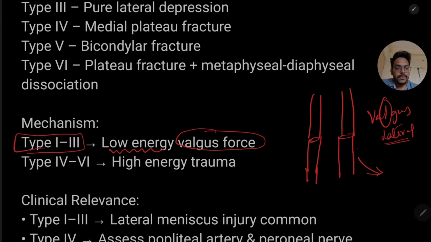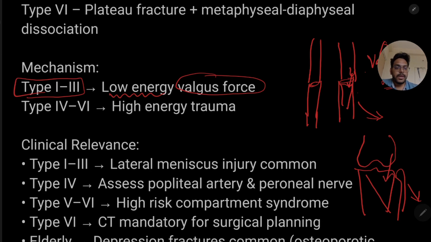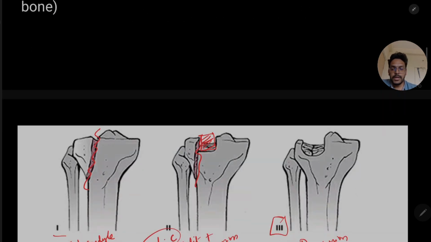If the valgus force is applied, the lateral condyle of the femur will press over the lateral condyle of the tibia. I'll draw it separately. This is the femur, this is the tibia, and here is the fibular head. If there is a valgus force and the tibia is bent like this, the distal lateral condyle of the femur will compress the lateral condyle of the tibia. That's why the valgus forces will cause split, or split with depression, or only depression.